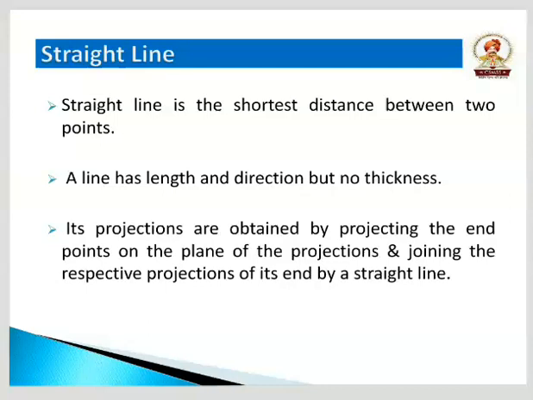Straight line. A straight line is the shortest distance between two points. A line has length and direction but no thickness. Projections of a line are obtained by projecting the endpoints on the plane of projection and joining the respective projections of its ends by a straight line.